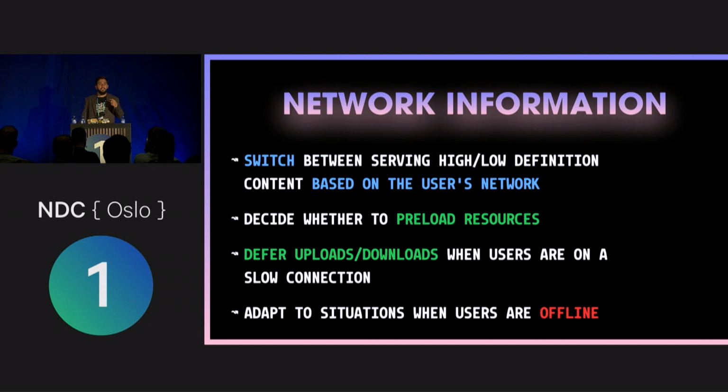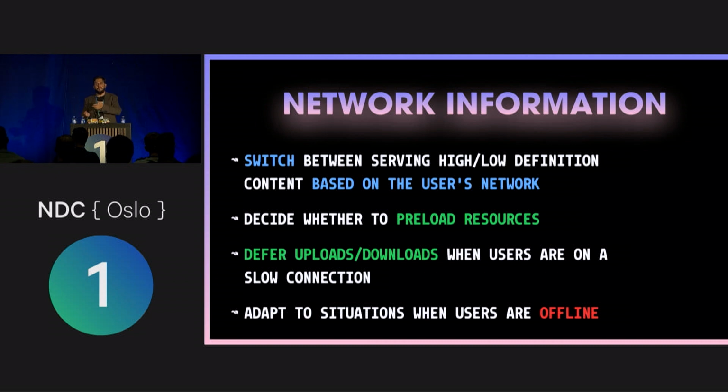So if you want to download a bundle that the user might need in the future, that might be a good thing. But if they don't have a lot of data, that might be a bad thing. So using this API, it helps you make that one decision, and a lot of other decisions; you can defer things based on that. And you can even adapt to situations when they are offline, and you can even force offline mode.